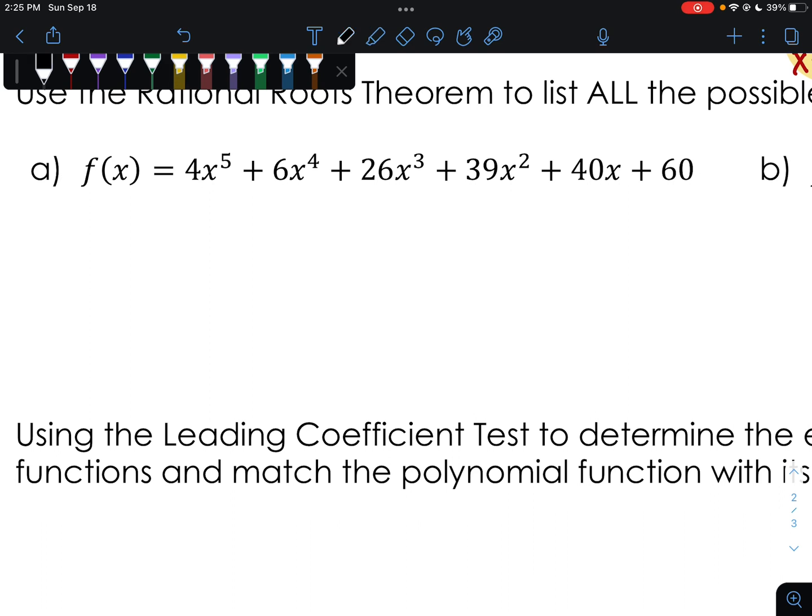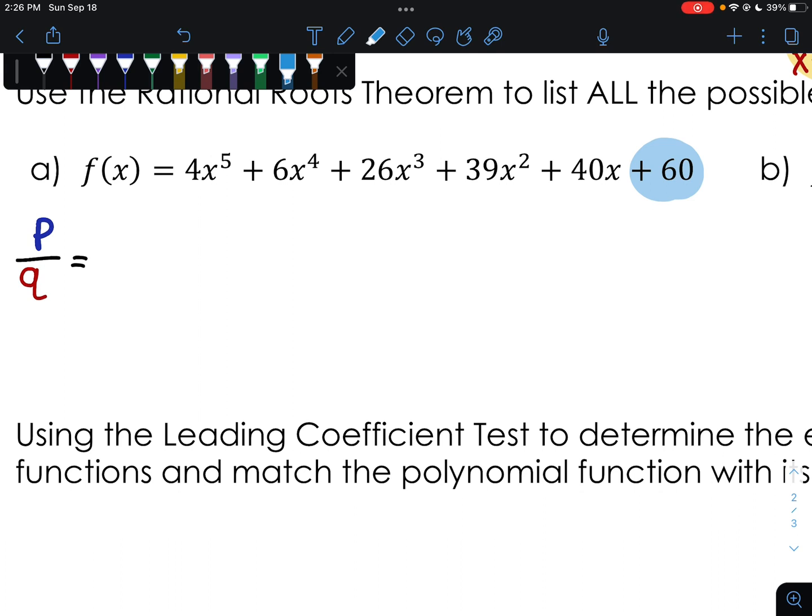I have, remember, P over Q. P is all the factors of your constant. Q is all the factors of your leading coefficient. So my constant is the number without a variable, which is 60. So I need to find everything I can that multiplies to give me 60.